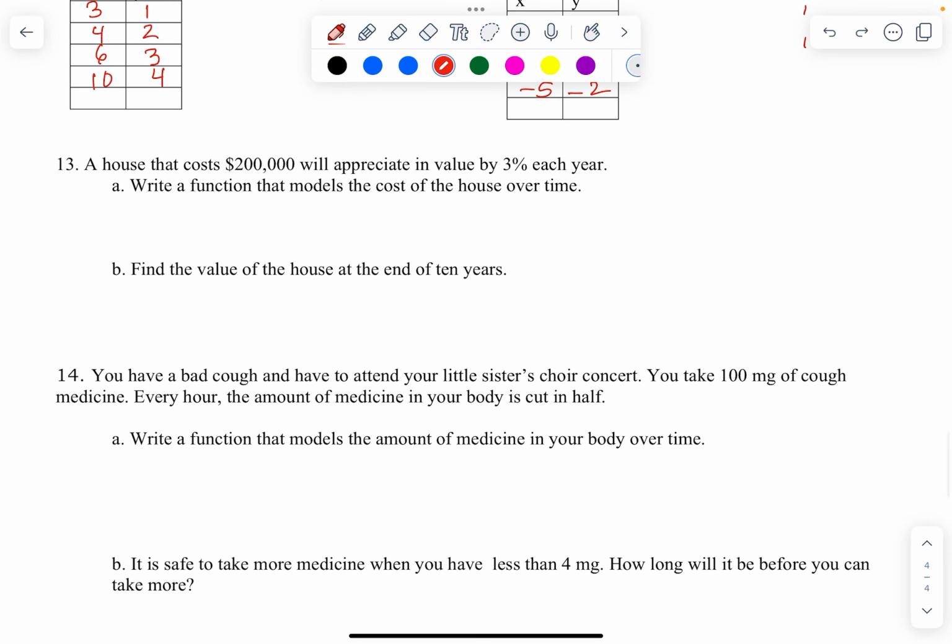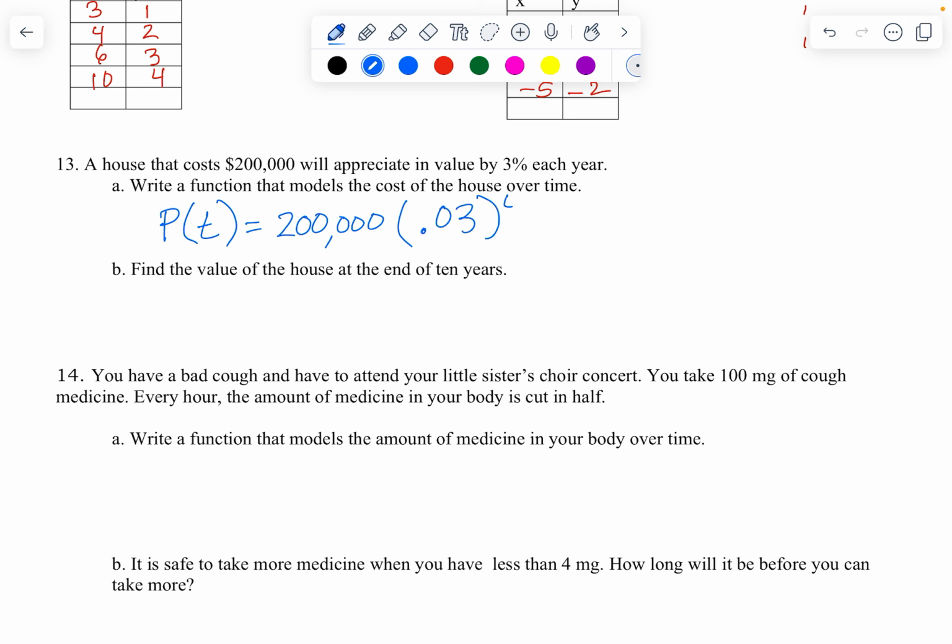Let's look at these two word problems and then we'll call it a day. A house that cost $200,000 will appreciate in value by 3% each year. In Dallas, it's been more than 3%. Write a function that models the cost of your house over time. We could call this the price of the house as a function of time. Our initial amount is this $200,000, and it's appreciating in value by 3% each year. Does that mean I'm just going to go 0.03 to the t? No, absolutely not. This would make my house lose value like crazy.